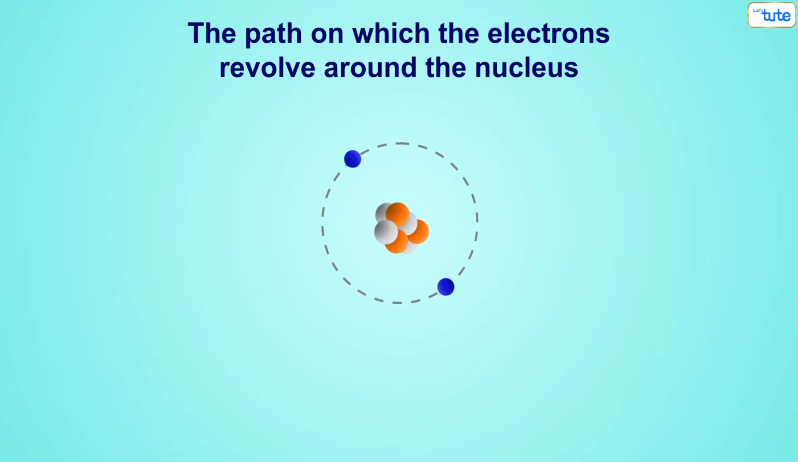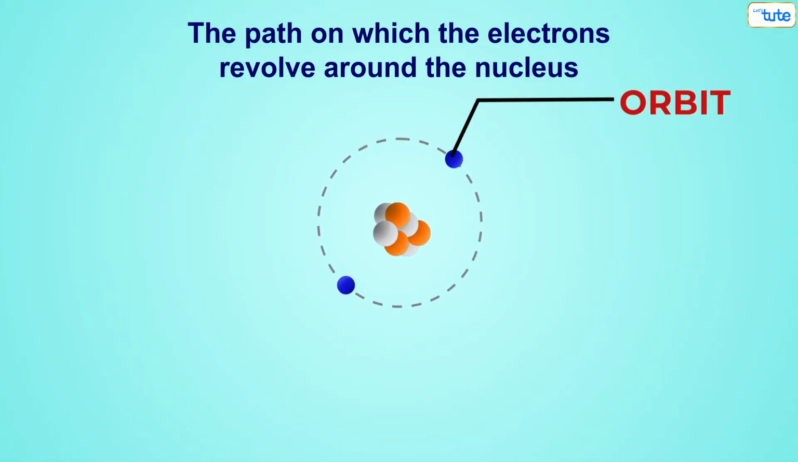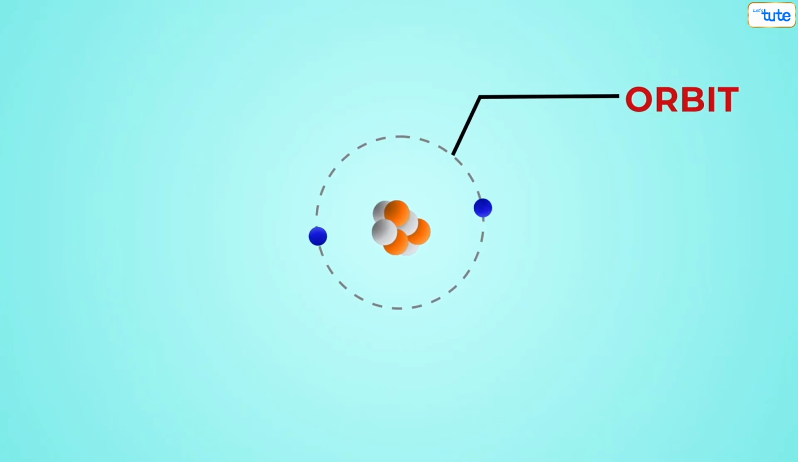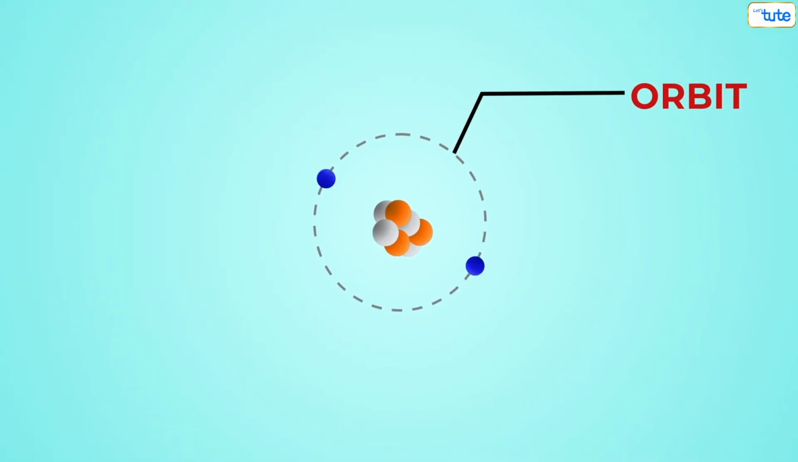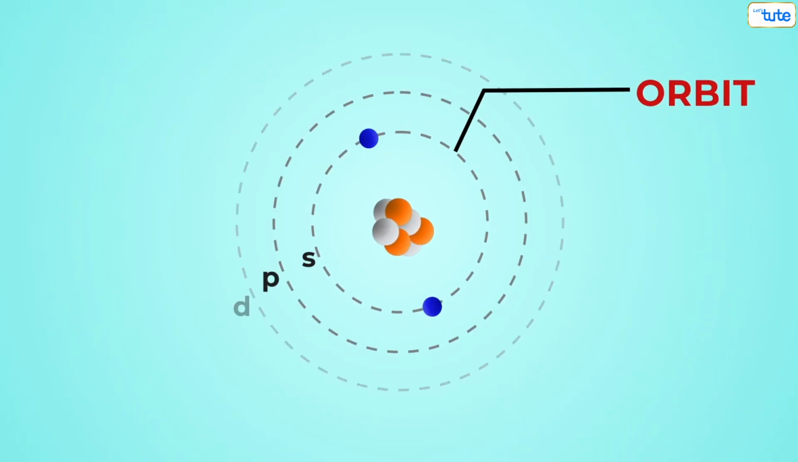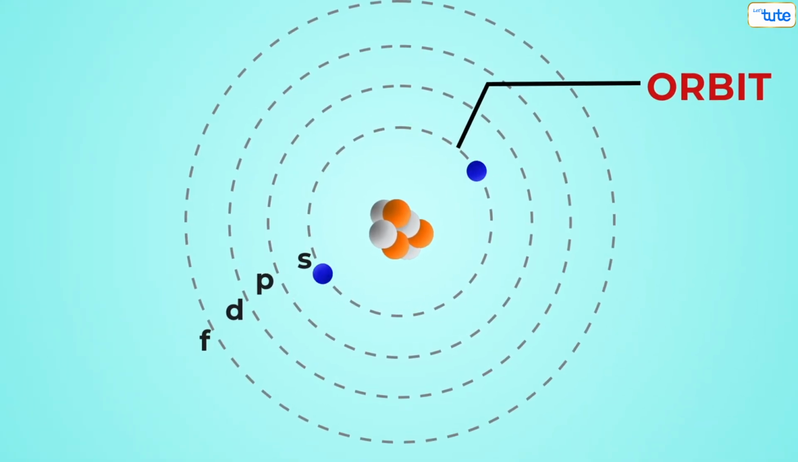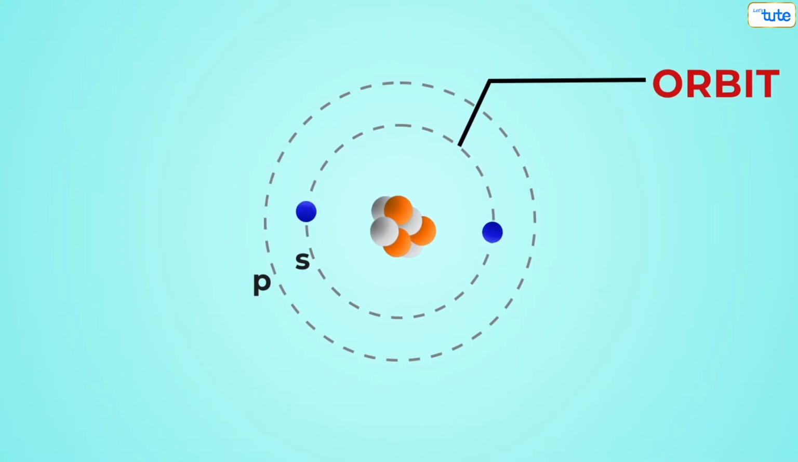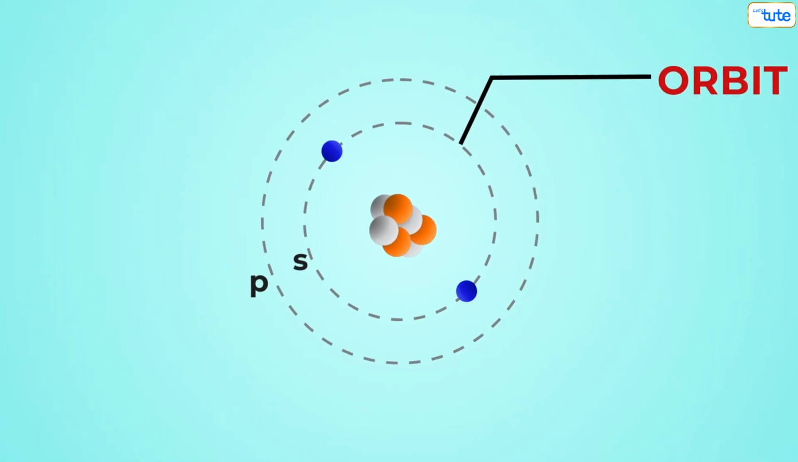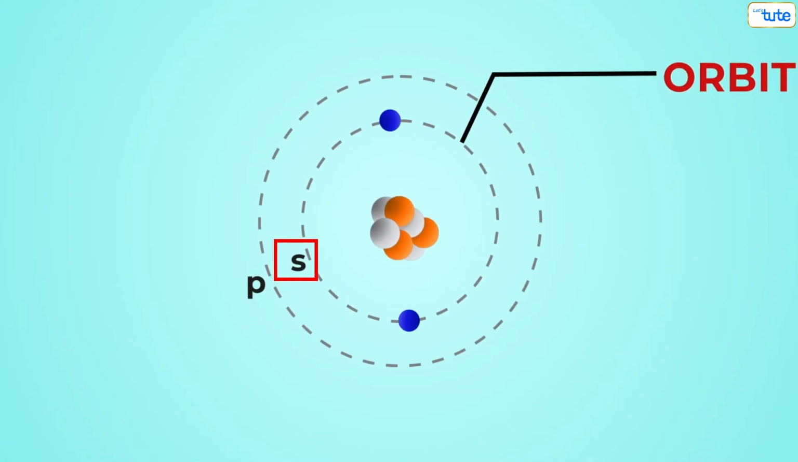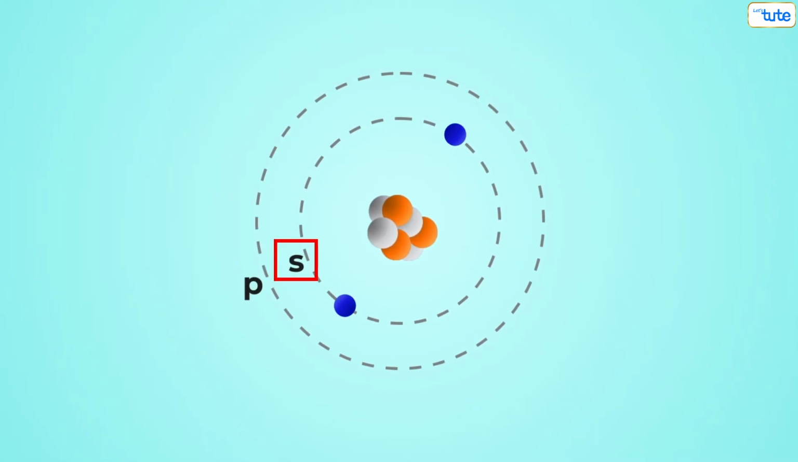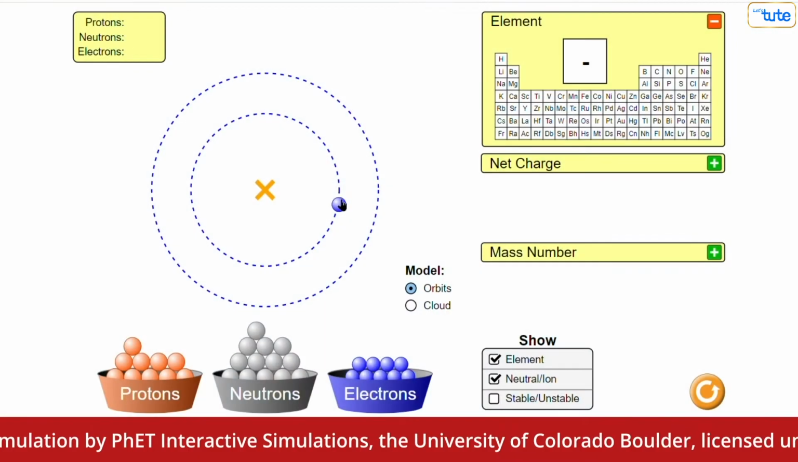The path on which the electrons revolve around the nucleus is called the orbit. There are 4 types of orbits, namely S, P, D and F. Today, we are going to learn only about the S and P orbits. The inner dotted line represents S orbits. S orbits have a capacity of 2 electrons.